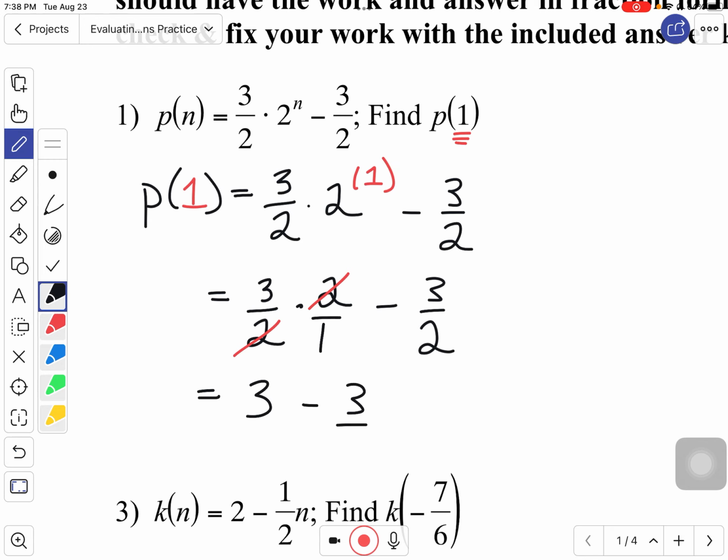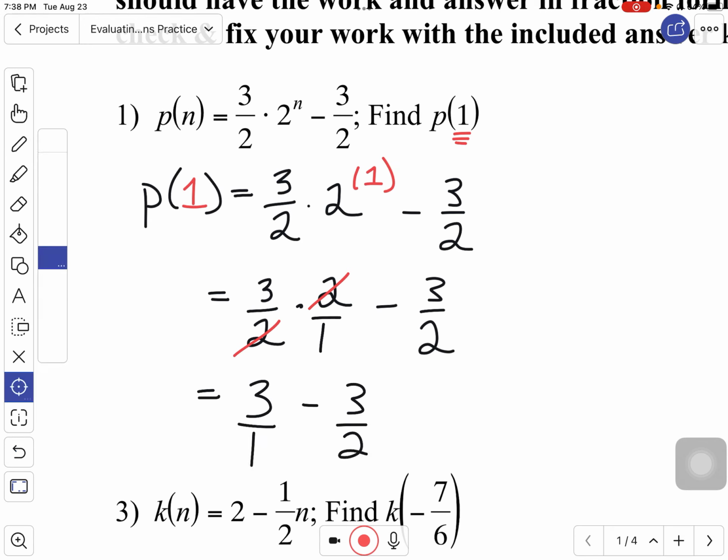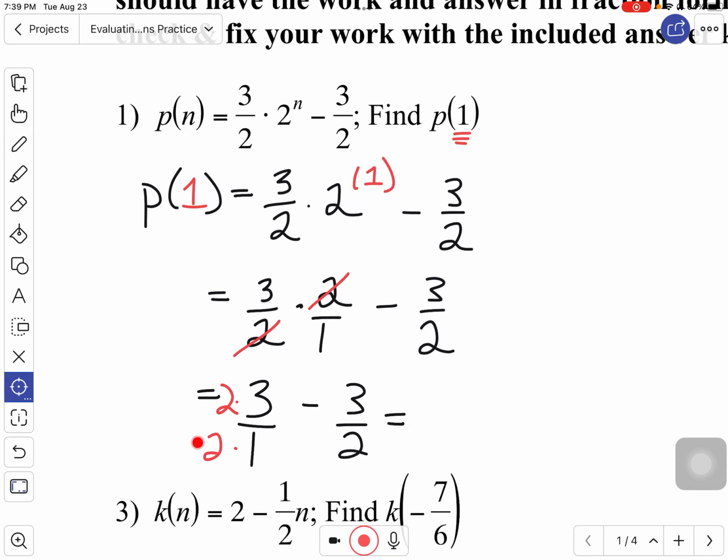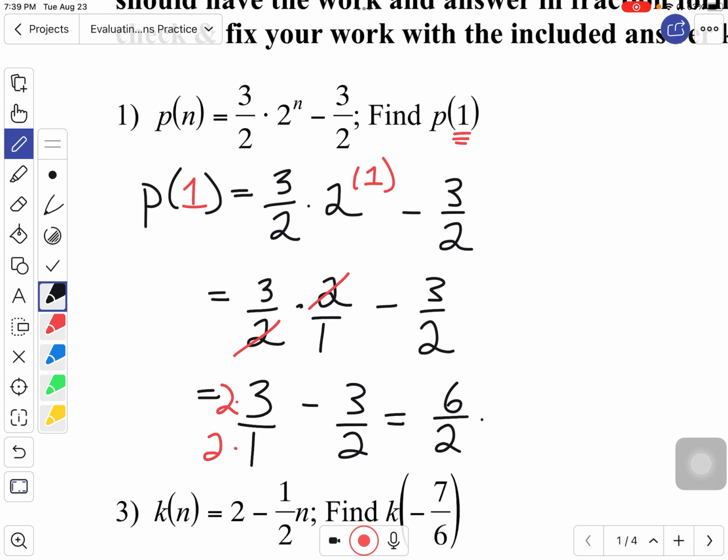And then we have minus 3 over 2. Now, when we subtract fractions, you need to recall you need a common denominator. The common denominator between 1 and 2, since 2 is prime, is just 2. So I need to multiply the top and bottom of my first fraction by 2. Rewriting my first fraction with a denominator of 2, now that they have that denominator in common, 3 over 1 has an equivalent fraction of 6 over 2, minus 3 over 2, and 6 over 2 minus 3 over 2 is 3 over 2.